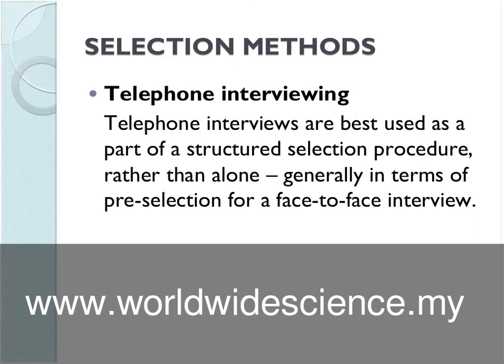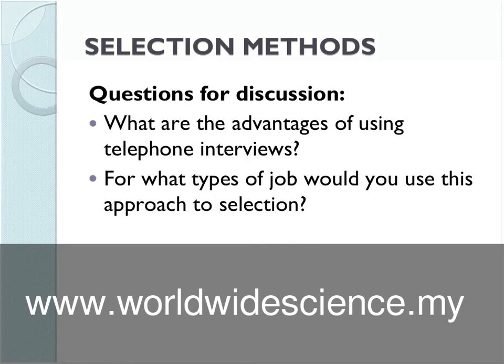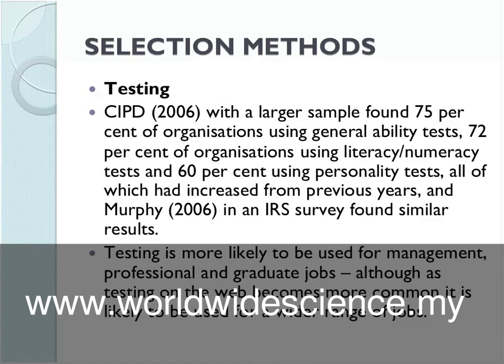So testing. Let's start from testing. Testing is very interesting, and I think each company has a testing method as a selection method. Here the CIPD, with the largest sample, found that 75% of organizations use general ability tests, 72% of organizations use literacy and numeracy tests, and 60% use personality tests, all of which had increased from previous years, and Murphy and IRS found a similar result. That's true, most organizations use this kind of test.